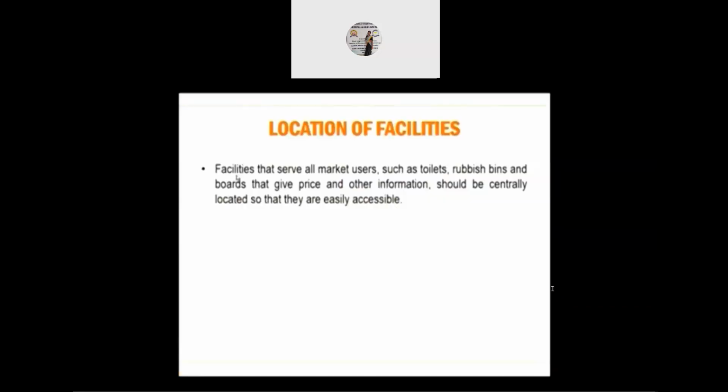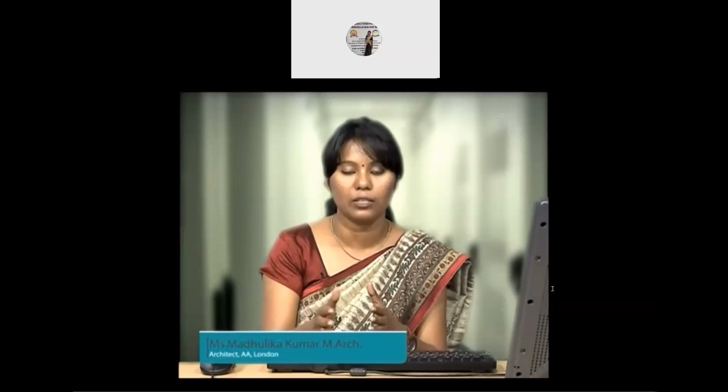Location of facilities. Facilities that serve all market users such as toilets, rubbish bins and boards that give price and other information should be centrally located so that they are easily accessible. So when you get into a site, you must know where things are available for what you're looking for. So if for example you're entering a site and you want to just get vegetables, you must know where to go to get the vegetables and you don't get lost. This can be satisfied by having proper signboards and direction systems at the entrance itself, and pricing, so that people don't get lost or spend a lot of time just searching for the shop.